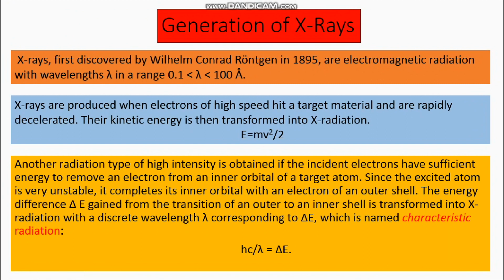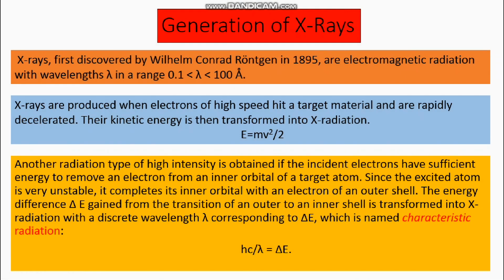Next, let's talk about the generation of X-rays, that is, how the X-rays are produced. We already know that the wavelength of the X-rays lies in the range of 0.1 to 100 angstrom. X-rays are produced when electrons with very high speed hit any target material and are thereby rapidly decelerated. The target can be any metal, generally a copper target is used, and the kinetic energy is thereby transformed into X-ray radiation. That is, E is equal to mv square by 2.